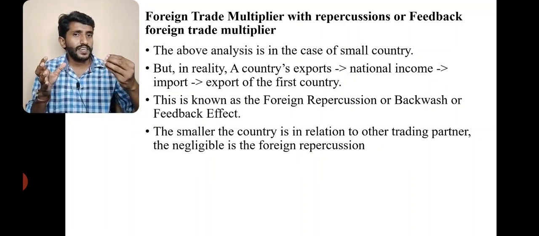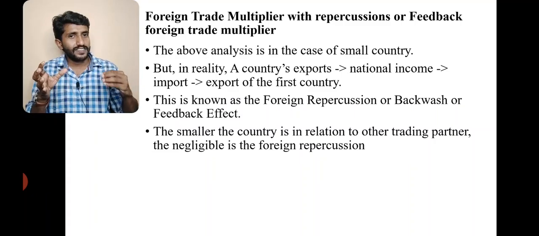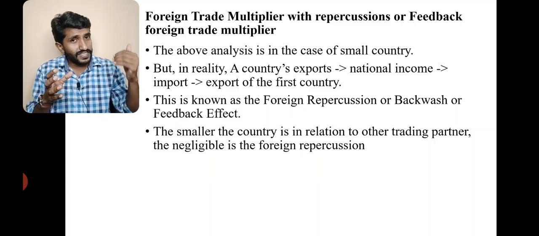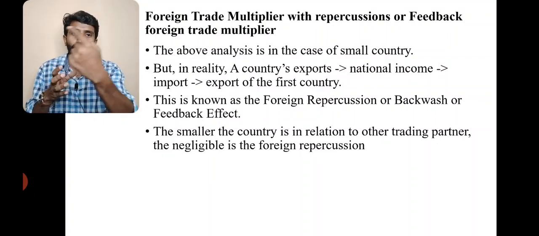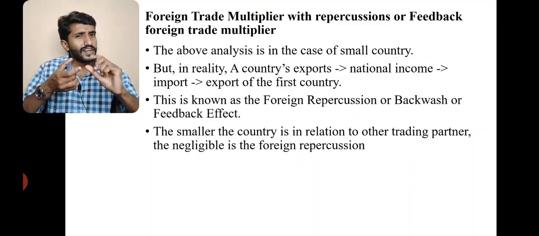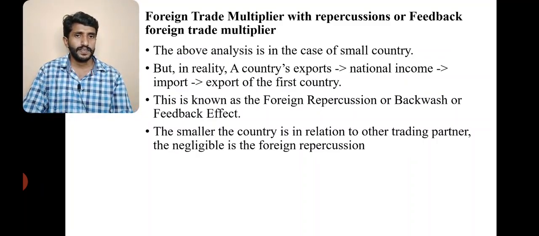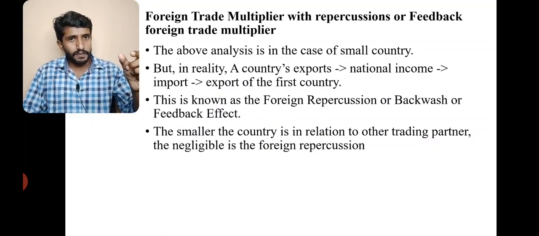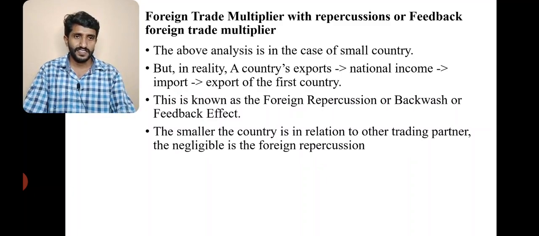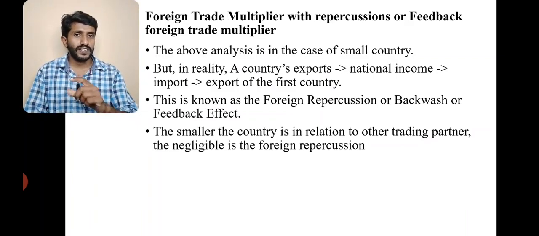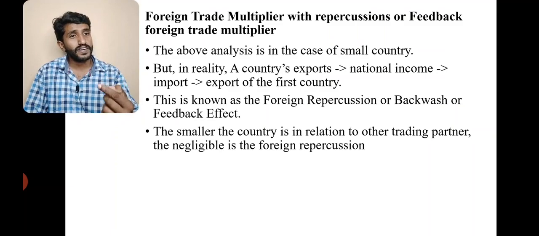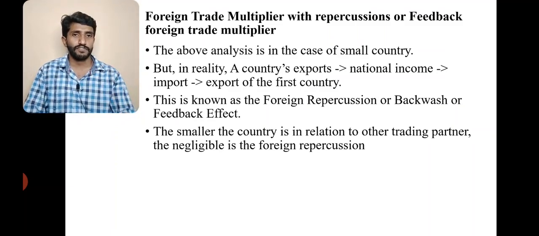So if there is a change in one country, it will affect that country, and also it will affect other countries. There will be repercussions from one country to another country. So if we are considering these repercussions, this feedback, how will be the foreign trade multiplier? That's why we are talking about foreign trade multiplier with the repercussions. The impact of one country on another country is also known as foreign repercussions or backwash effect or feedback effect.